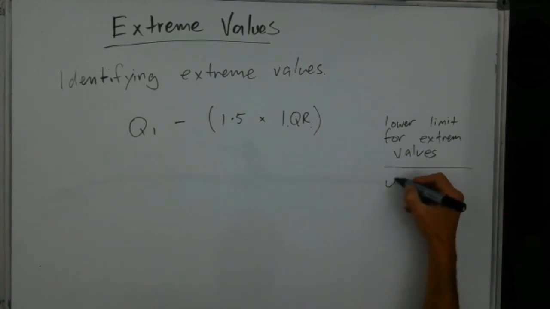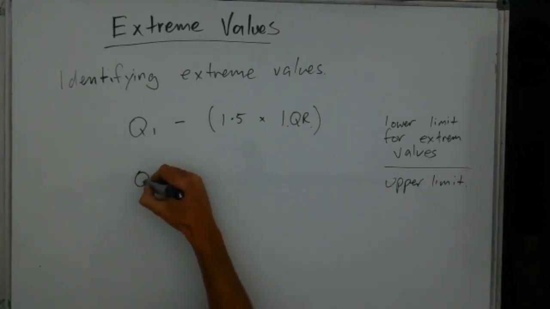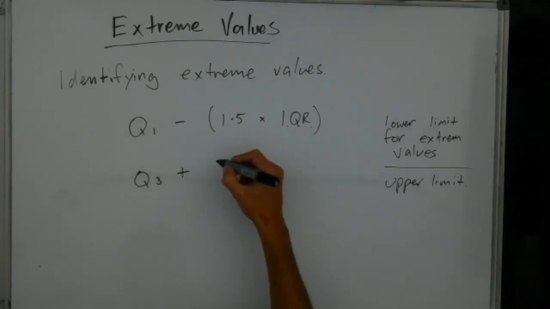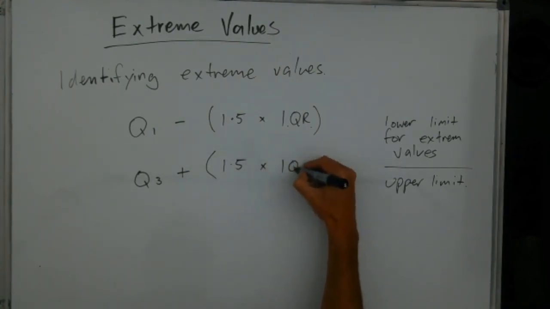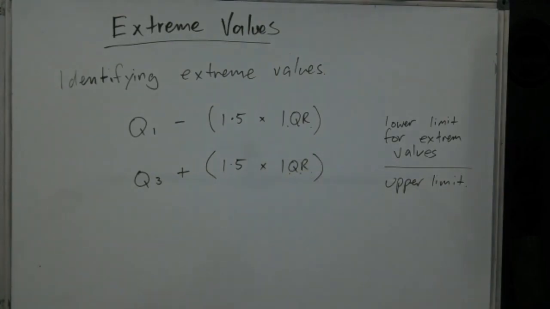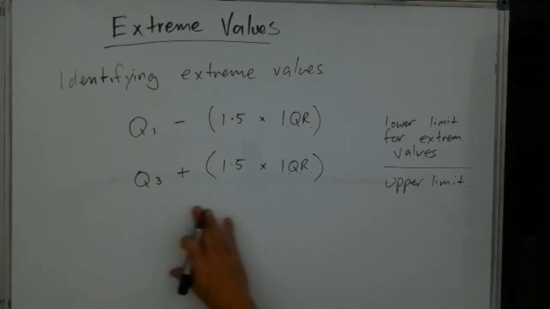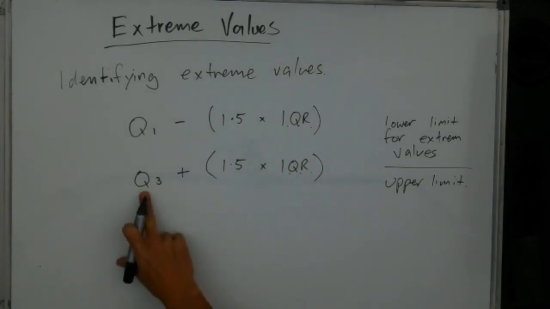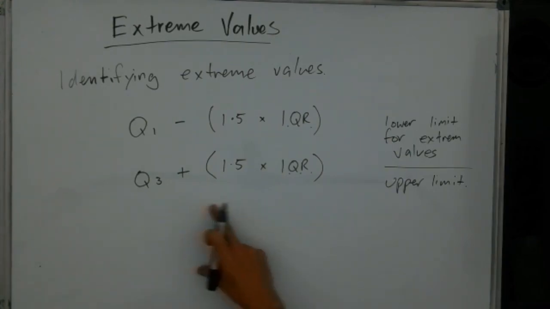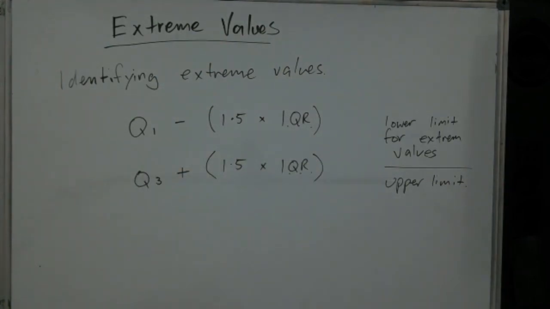And then the upper limit is the third quartile, and then we're going to add this same thing, 1.5 times the interquartile range. So this is our 75th percentile, and we find the interquartile range, multiply it by 1.5, and then add it to that Q3. And then if we have any data that's bigger than this, we can call that an extreme value.